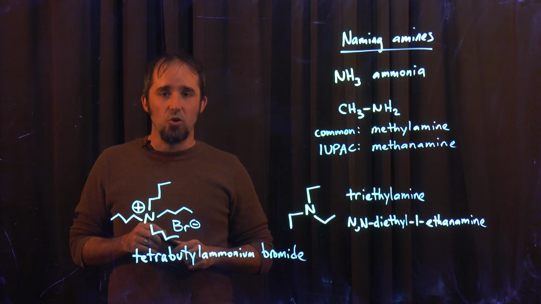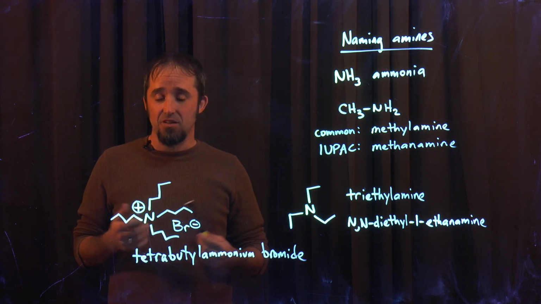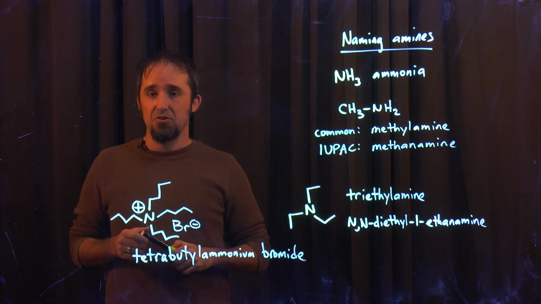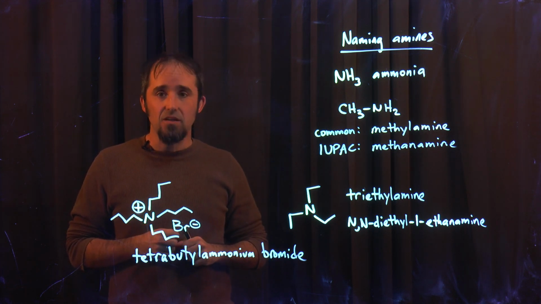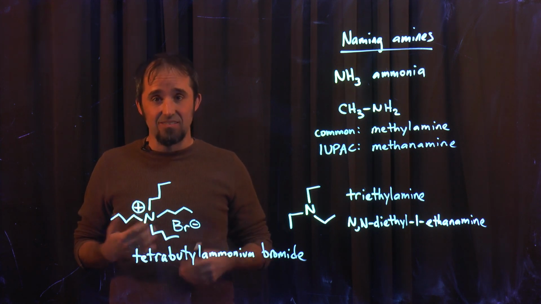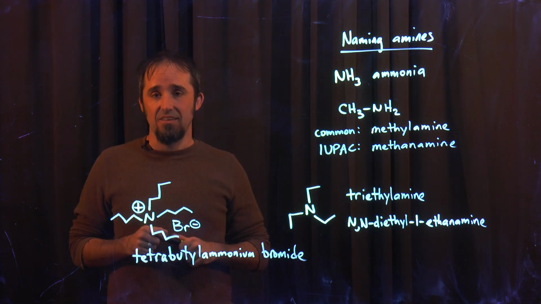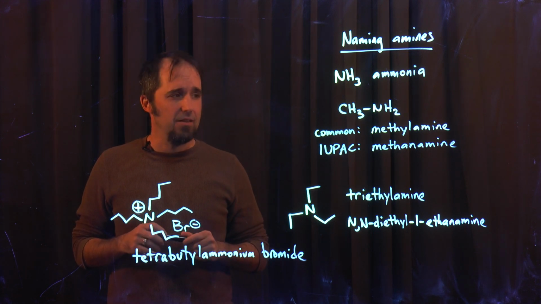Let's talk about the nomenclature of amines. Again, amines are compounds with nitrogen and usually carbon-nitrogen single bonds. So NH3 by itself is ammonia. The ammonia you might have in your kitchen is actually a dilute aqueous solution of ammonia. Ammonia itself without water is a gas, boils at -33, I think.